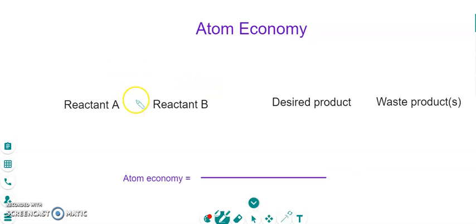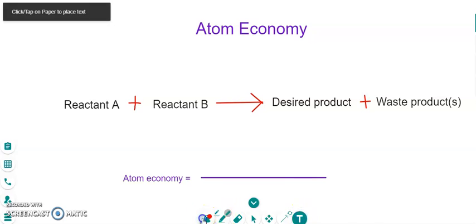If we look at this chemical reaction, we have reactant A reacting with reactant B to form a desired product and potentially one or more waste products. The atom economy tells us how much of the starting materials end up as our desired product.